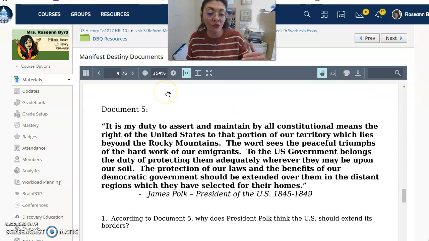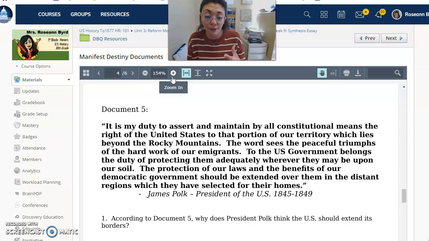Okay, and then you have document 5 here. And this is James K. Polk, who won the election of 1844, and he is the Manifest Destiny president. Elect me, and we're going to annex Oregon and Texas. So he was elected, and he saw that as a mandate from the people that they want expansion. And so after annexing Texas, or adding Texas shortly thereafter, we engaged in this war with Mexico.